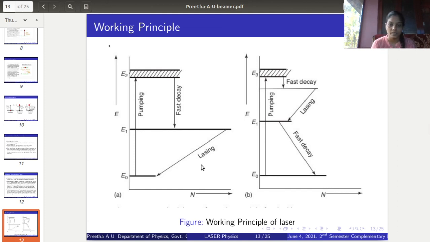We will discuss specific examples of laser, like solid laser and gas laser. Ruby laser is an example of a solid laser, and helium neon laser is an example of a gas laser. We will explain these lasers in the next class.